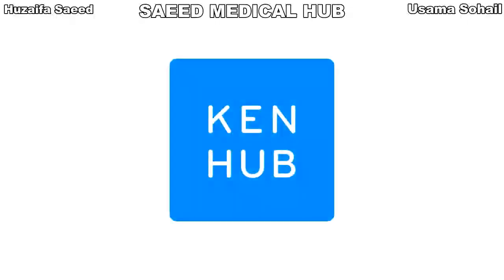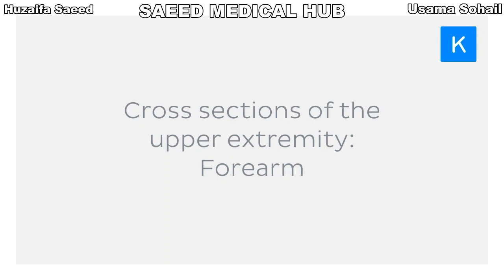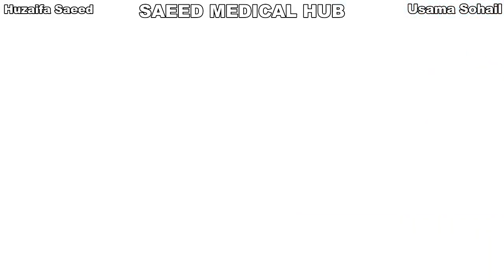Welcome back to the third part of our series on cross-sections of the upper limb. In this video tutorial, we're going to be continuing on from the shoulder and arm regions already covered, moving distally into the forearm. So let's waste no time and get right into it.